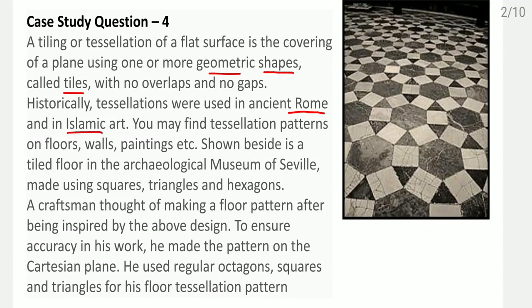Shown beside is a tiled floor in the Archaeological Museum of Seville, made using squares, triangles, and hexagons. A craftsman thought of making a floor pattern after being inspired by the above design. To ensure accuracy in his work, he made the pattern on the Cartesian plane. He used regular octagons, squares, and triangles for his floor tessellation pattern. So let us see that one.